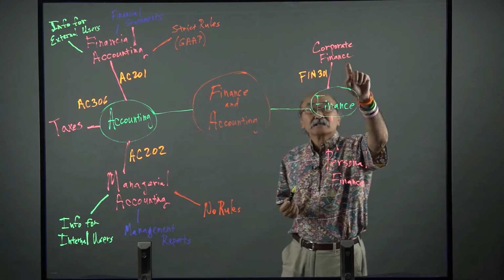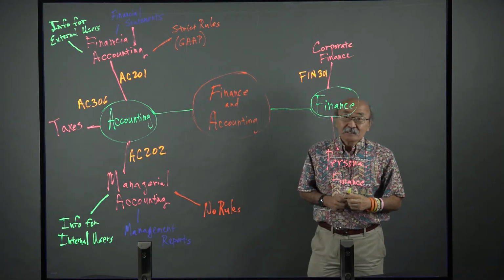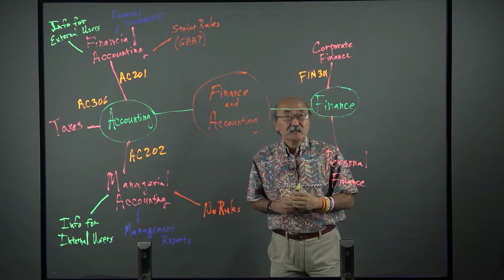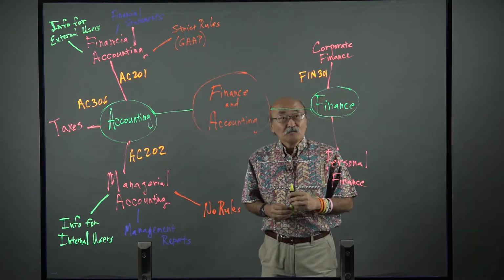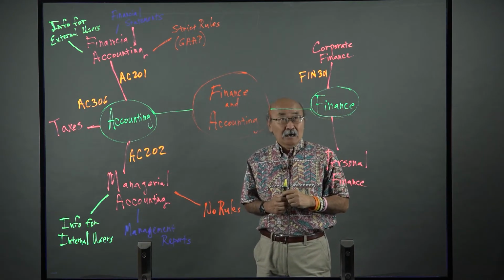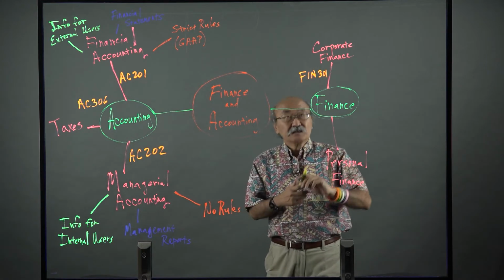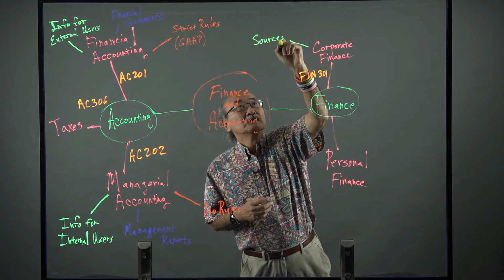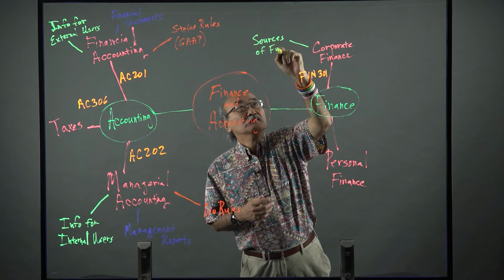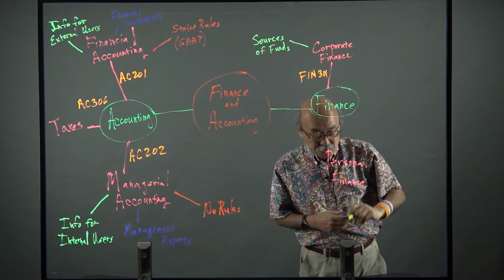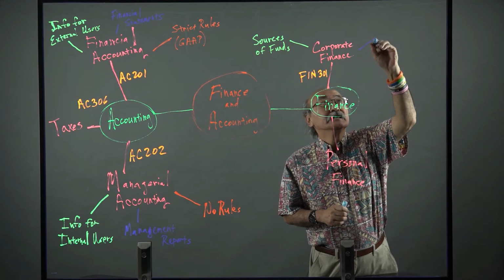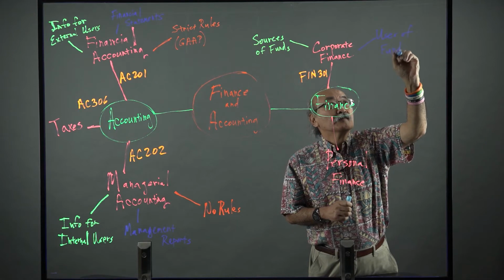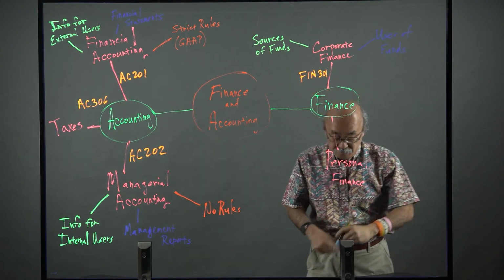Okay, looking at finance, corporate finance is how do companies, and finance basically is getting funds and using funds. So corporate finance is how do corporations get funds? How do corporations use funds? So sources of funds, where money comes from, and uses of funds, where or the best way to use that money.